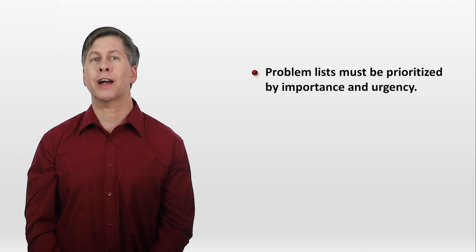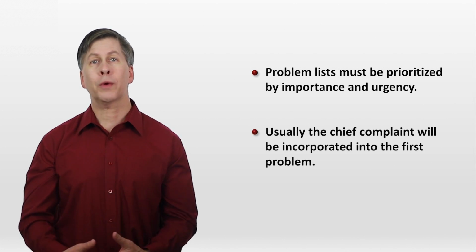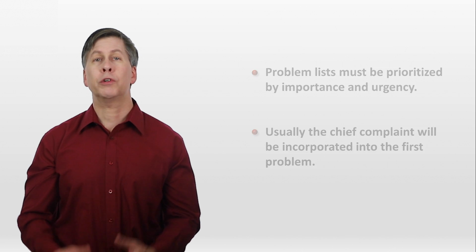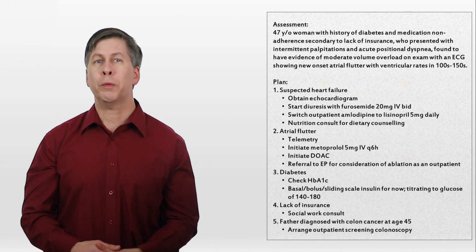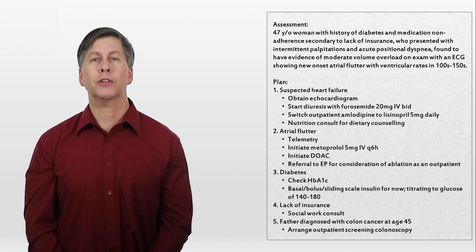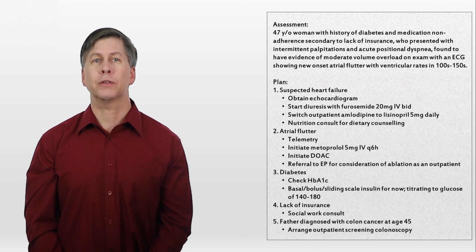Another aspect of problem lists is that they must be prioritized by importance and urgency. Usually, though not always, the chief complaint will be incorporated somehow into the first problem. If we return to our early assessment and plan for the 47-year-old woman with a suspected heart failure, we can see a good example of how to prioritize a list for an inpatient.